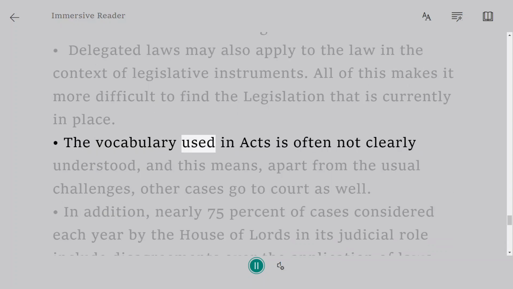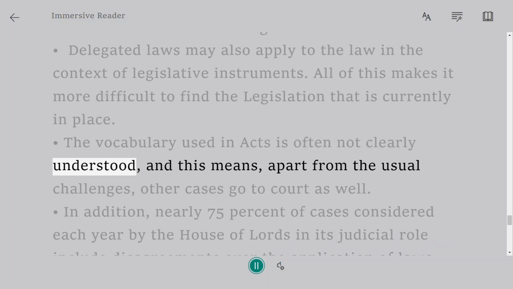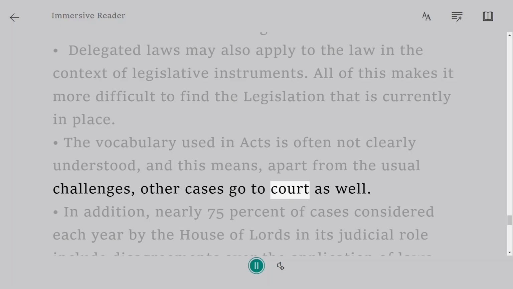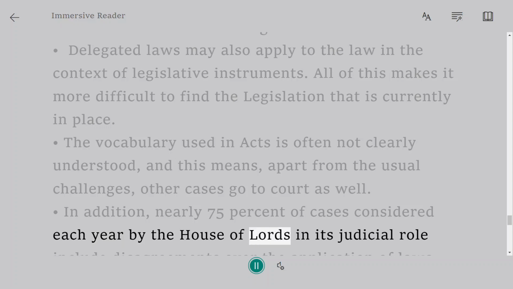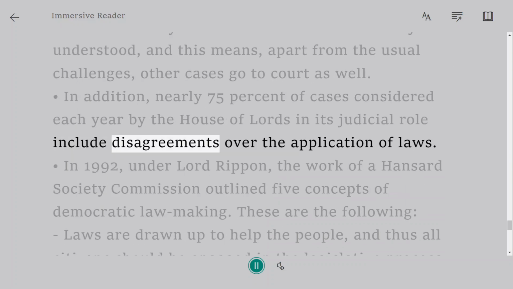The vocabulary used in acts is often not clearly understood, and this means, apart from the usual challenges, other cases go to court as well. In addition, nearly 75% of cases considered each year by the House of Lords in its judicial role include disagreements over the application of laws.